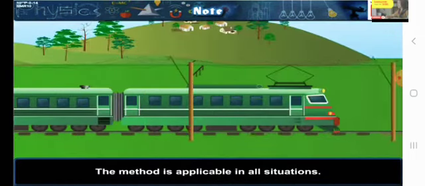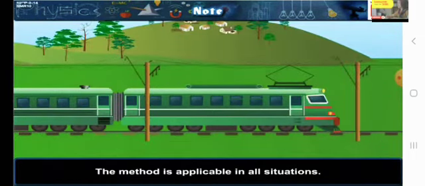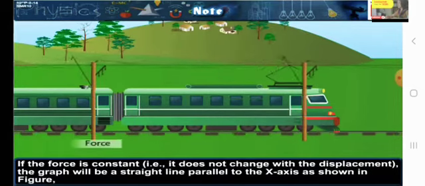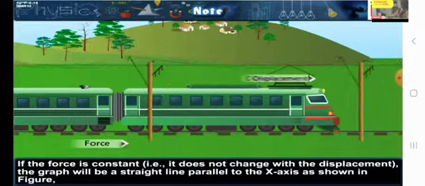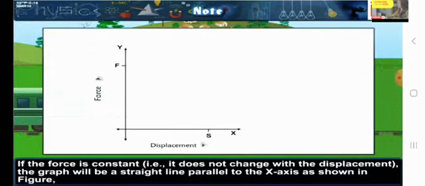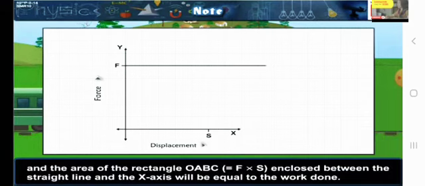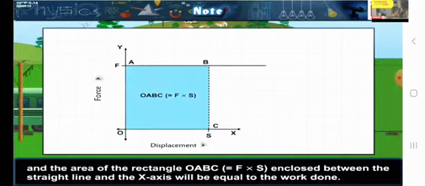The method is applicable in all situations. If the force is constant, that is, it does not change with the displacement, the graph will be a straight line parallel to the x-axis as shown in the figure, and the area of the rectangle OABC, equal to F into S, enclosed between the straight line and the x-axis will be equal to the work done.